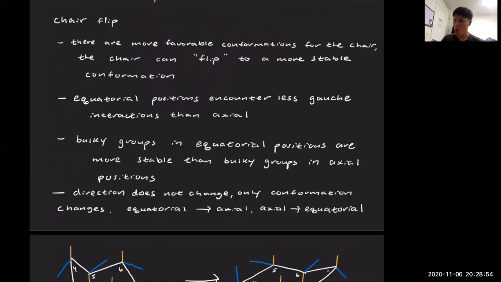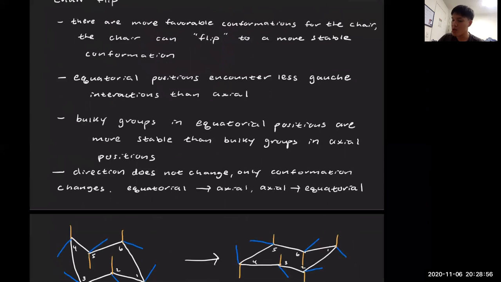So what happens in a chair flip? The direction does not change. So if it's up axial, it stays up. But what does change is the conformation. So if something was up axial and we did a chair flip, it's now up equatorial.